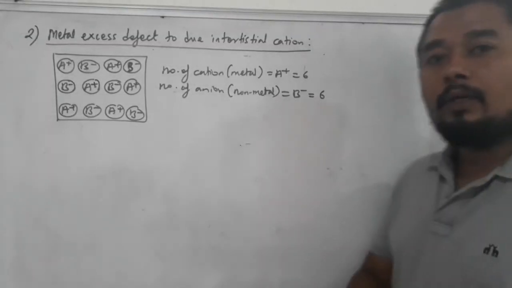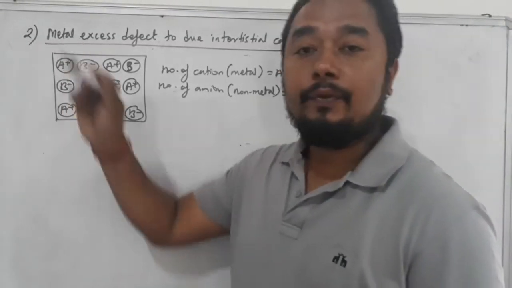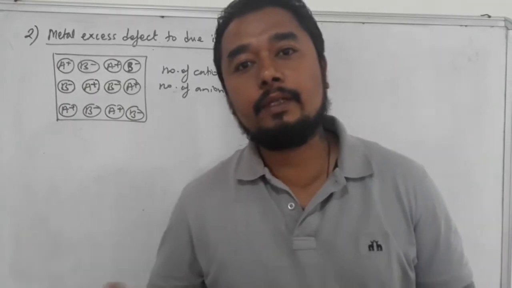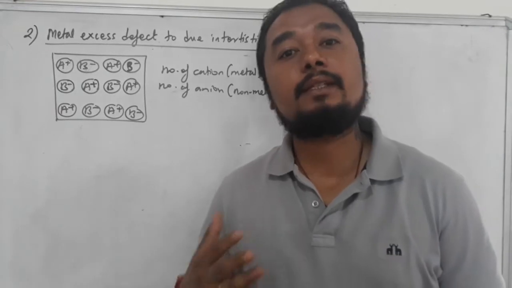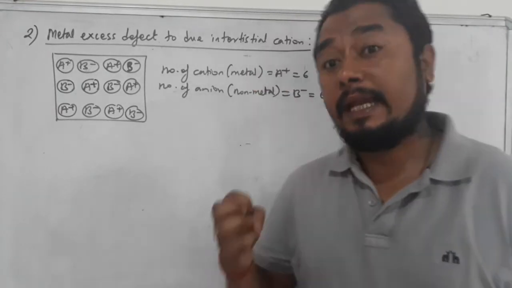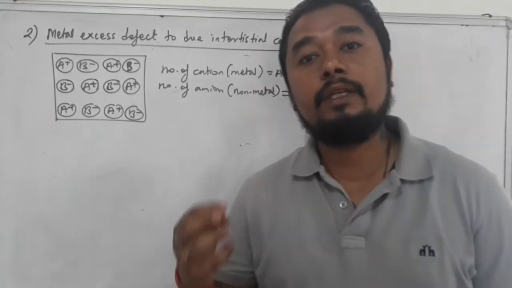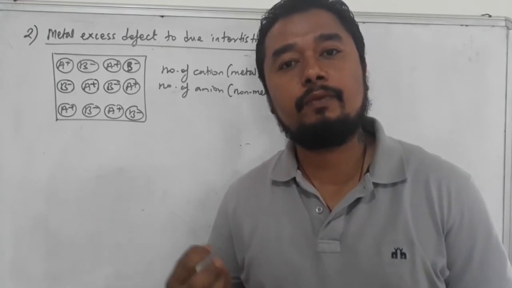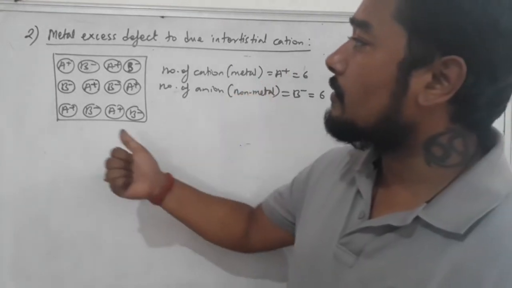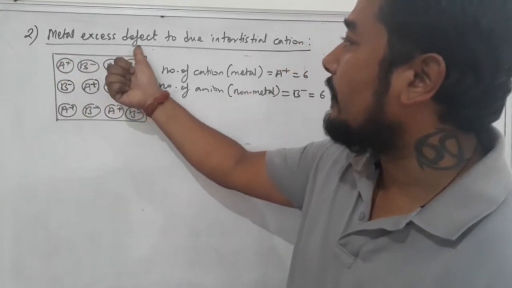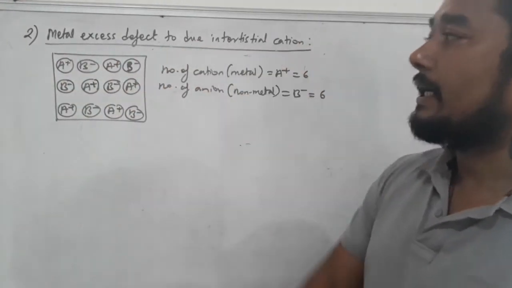Welcome back, students. Now we're going to discuss the second type of non-stoichiometric defect. In my previous class I explained non-stoichiometric defect. The first one was metal excess defect due to anionic vacancy, and it is really important because there we need to learn about F-centre, which is responsible for imparting color to the crystal. Number two type of non-stoichiometric defect is metal excess defect due to interstitial cation.